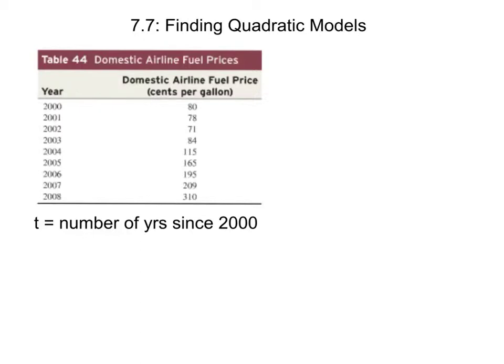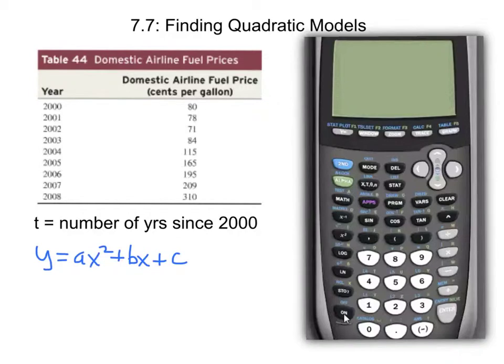Now, a quadratic model will be a model that's in the form y equals ax squared plus bx plus c. And the first thing I'm going to do is make a scatter plot for this set of data to see if it does appear that a quadratic model would be the best choice. So I'm going to put this data into my calculator and make a scatter plot.